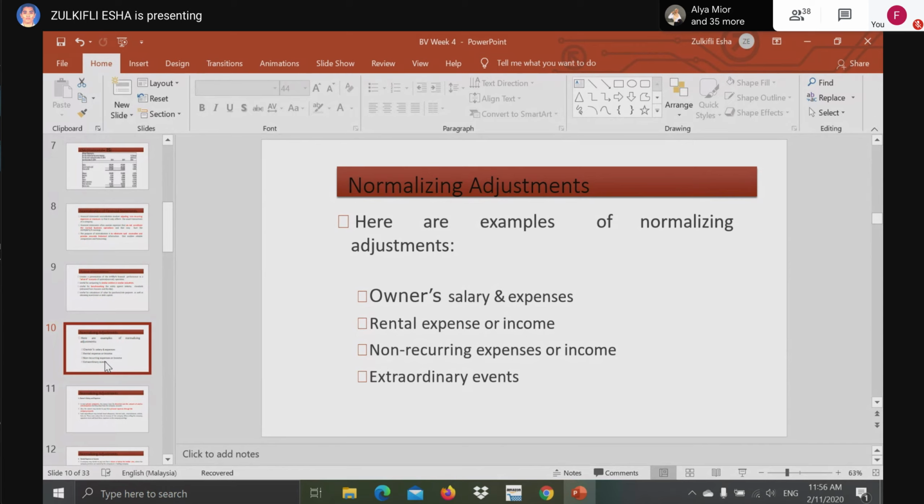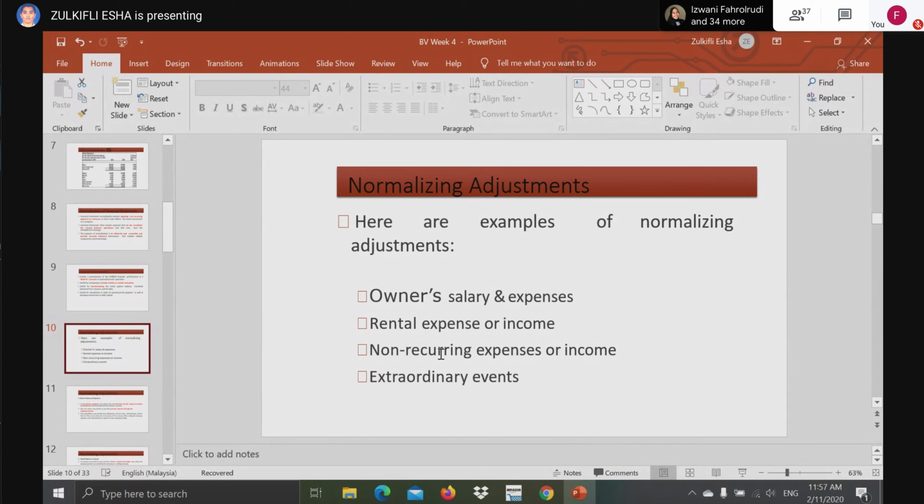So that's why when you are comparing your company's data with other companies within the same industry, only then would you know which items you may need to adjust, or which items you need to normalize. This is only some of the examples of normalizing adjustment with regards to your income statements and your balance sheet after you have done your CSA analysis.